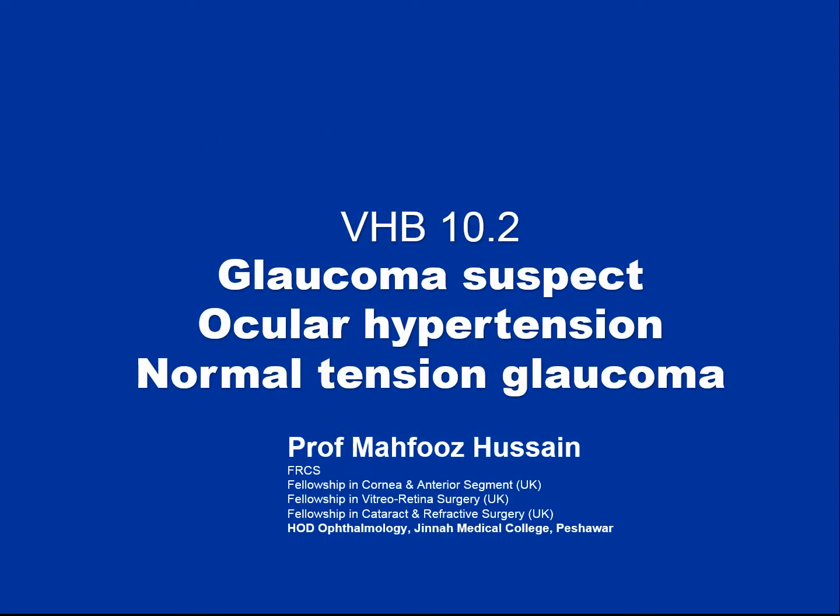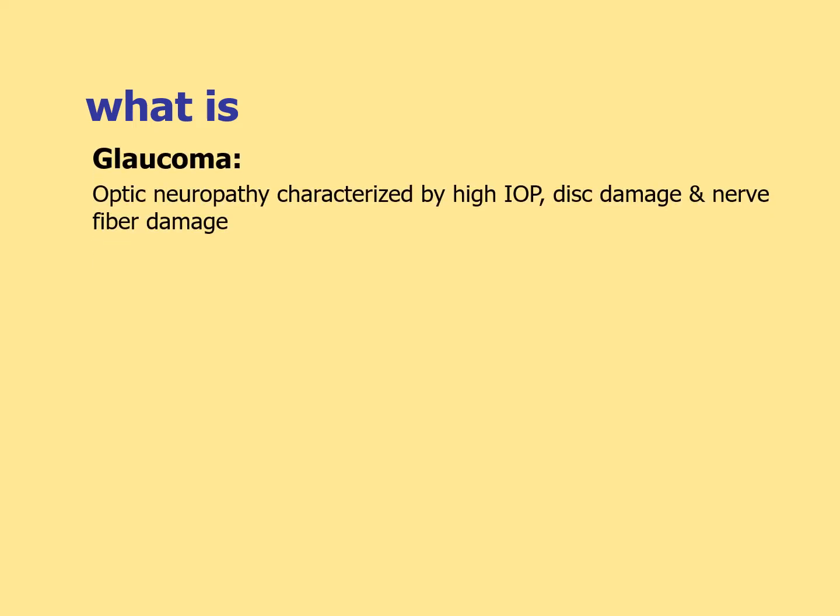In this video, VHB Chapter 10, Section 2, we are going to discuss what's glaucoma suspect, what's ocular hypertension, and what is normal tension glaucoma. Now, first of all, see what is glaucoma. We've already said glaucoma is an optic neuropathy characterized by high intraocular pressure, disc damage, and nerve fiber damage. The nerve fiber damage is detected with the help of the visual fields and OCT.